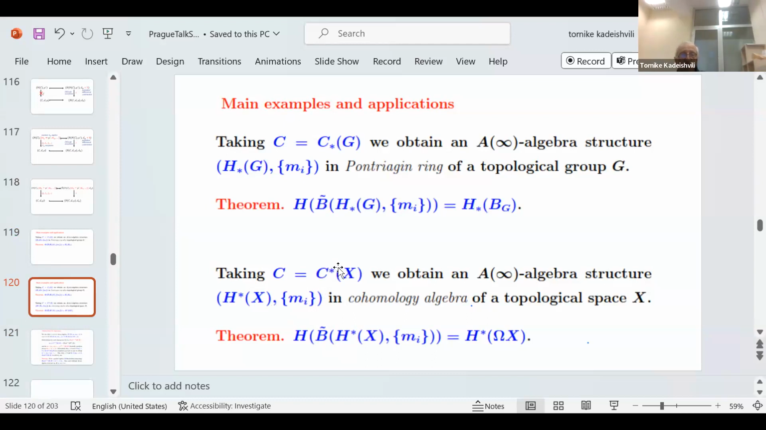But it is a classical result of Adams that the bar construction of C gives the homology of the loop space. So if I take the bar construction of homology only, it does not give the homology of the loop space. But if I equip it with these infinity operations and do the bar tilde construction, then I catch the loop space. And the same story if I have a group, and it is not interesting.